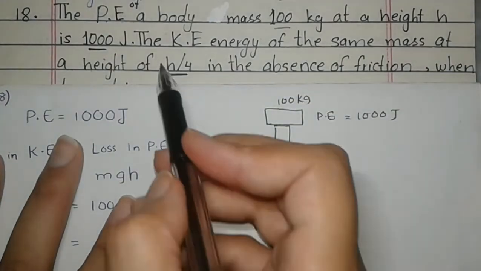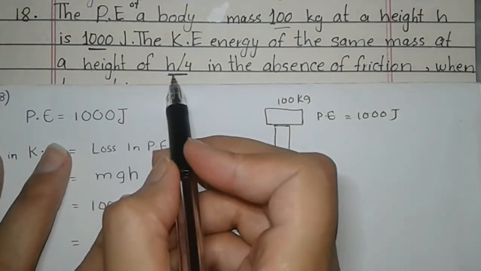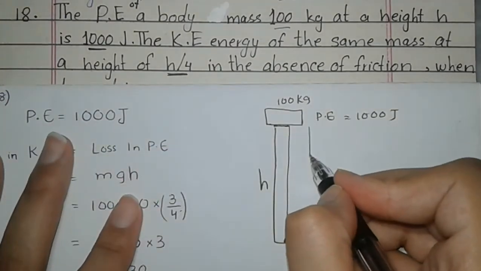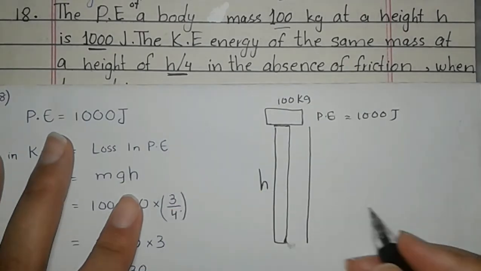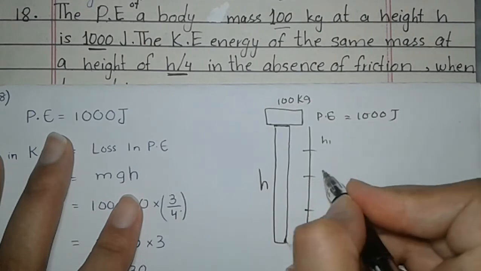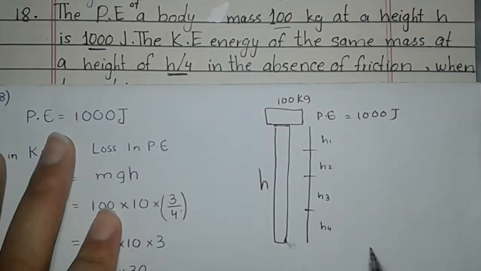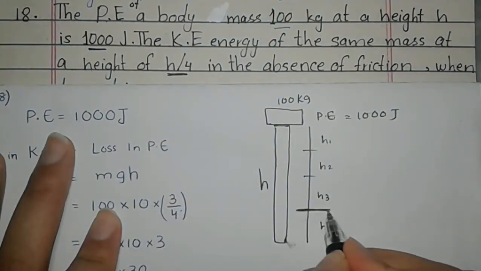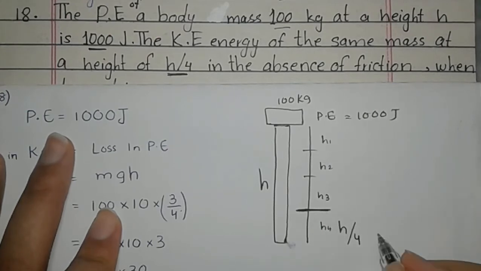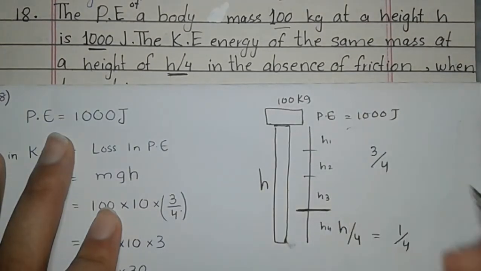Now the next is the kinetic energy of the same mass at a height. So the kinetic energy at a height of h by 4. Now it's a height. Okay, let's divide it by 4. So 1, 2, 3. So it is h1, h2, h3 and h4. And here given that find the kinetic energy at h by 4. So at a height of this one. So it is h by 4 height, okay, or we can write it like 1 over 4. And this one is 3 by 4, okay.